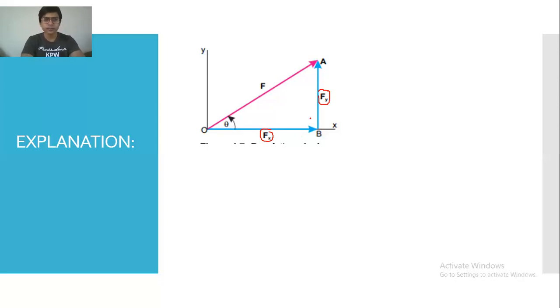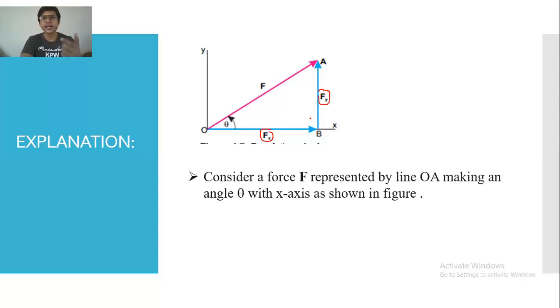Now consider force F represented by line OA making an angle theta with the x-axis as shown in the figure. So I have taken a force F which is represented by a line OA. This is the line OA, this is O and this is A. The force F is represented by OA making an angle theta with the x-axis as shown in the figure. What is theta? Whenever you are talking about angles, you represent it by a symbol which is called theta.